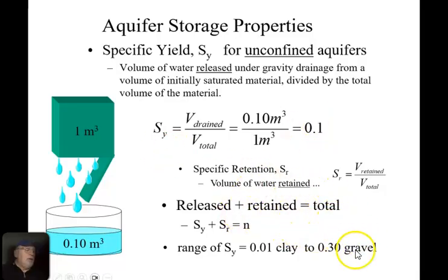If you have a gravel, just about everything drains out. It's just going to be left a little wet, so it's not going to all drain out. Whereas if you have clay, it's just going to drip out a little bit of water. Most of it's going to be retained.